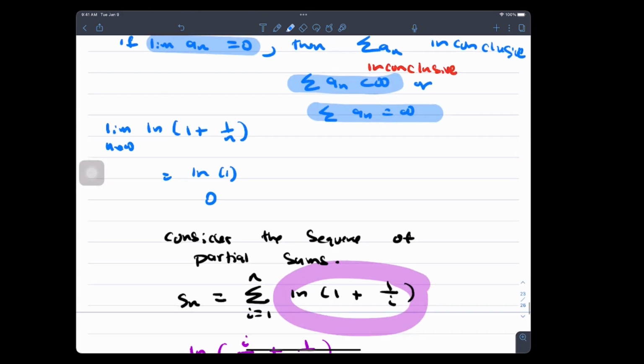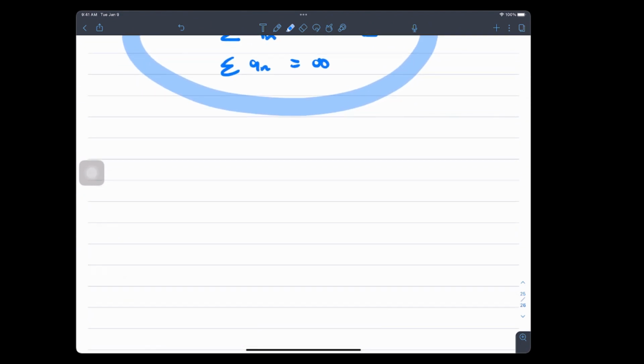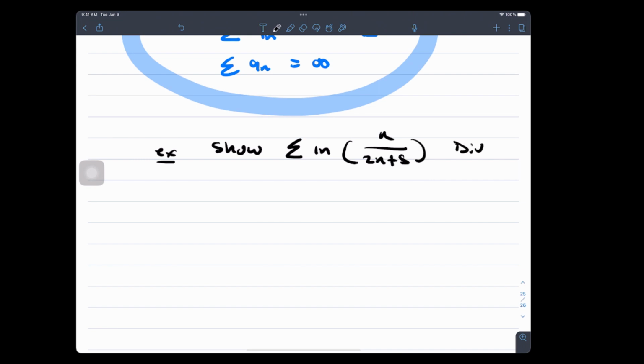Right? And now you might say, can I see another example of that? Because I thought I understood it, but maybe not. Okay, well, here's an example. Show the series natural log n over 2n plus 5. What is this? Diverges.